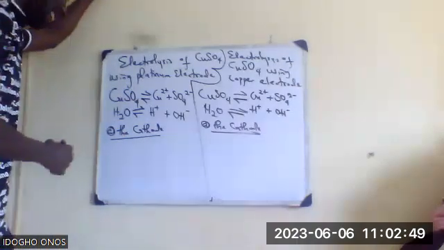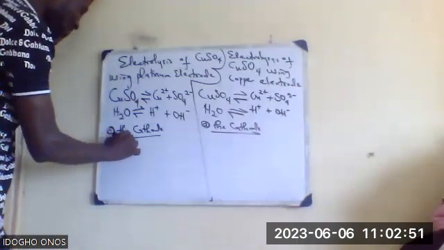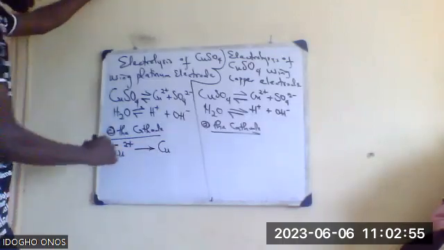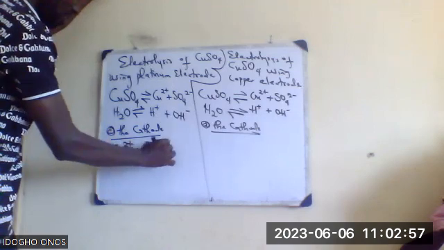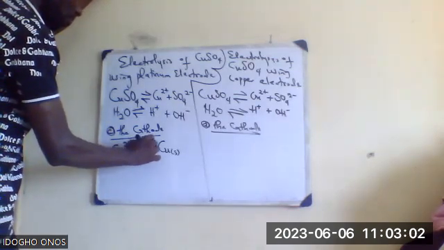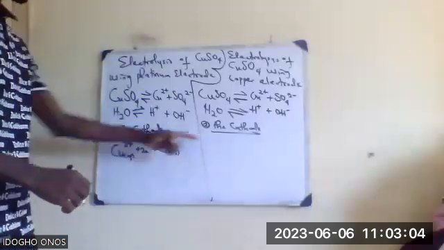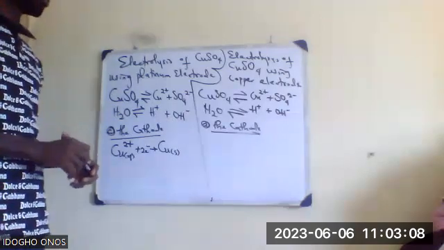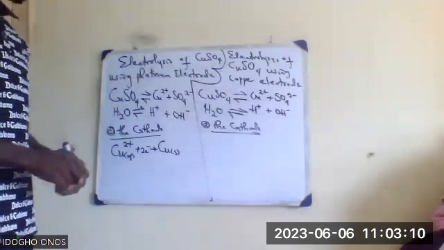Okay. Now on a lighter note, we have copper 2 ion, Cu2 plus. This gives us Cu. Let them know this is aqueous to solid. Then you put here 2 electrons to balance the charge. Repeat the same thing for electrolysis of copper 2 using copper electrode.